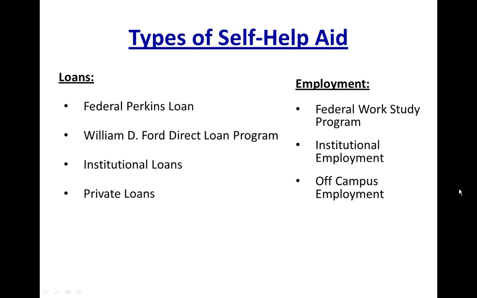Types of self-help aid include loans and employment. The education loan programs comprise the federal Perkins loan, the federal William D. Ford Direct Loan Program, institutional loans, and private loans. Employment can come from the federal Work-Study program, other institutional employment programs, and off-campus employment.